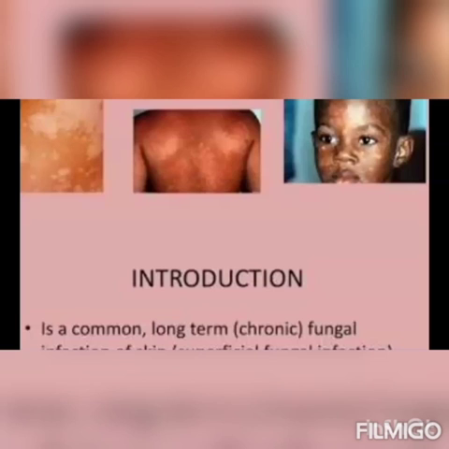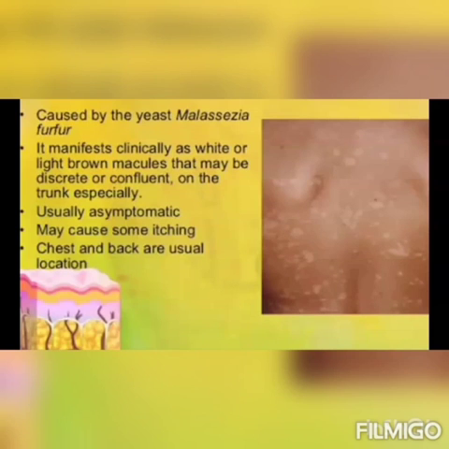Here, when we are observing the versicolor, we can see a well demarcated scaling, and the pigmentation may be hypopigmentation or hyperpigmentation. And most of the time we can see it on the trunk or the back of the neck. Okay. And the causative agent of Tinea versicolor is Malassezia furfur. Okay, you just understand it is a yeast infection. If you have difficulty studying the name of the yeast, no need to study. Just understand it is a yeast infection.